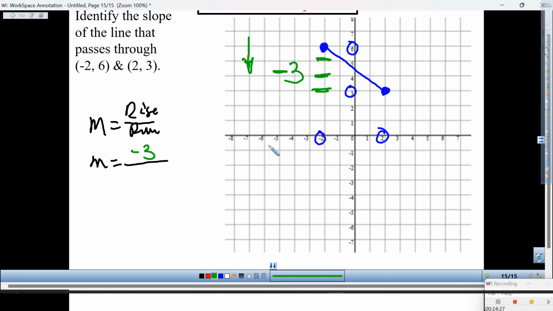-3. And then from there, we make a right turn. And then we go from here. We go 1, 2, 3, 4 to the right. And can we simplify that anymore? No. So my slope is -3 over 4. Pretty straightforward, yeah? Yes, Mr. Q? All right, good.